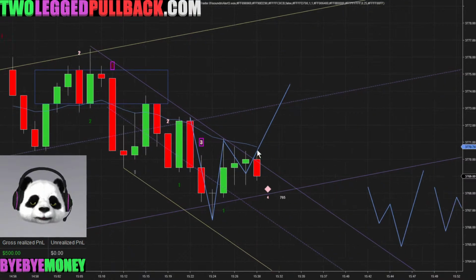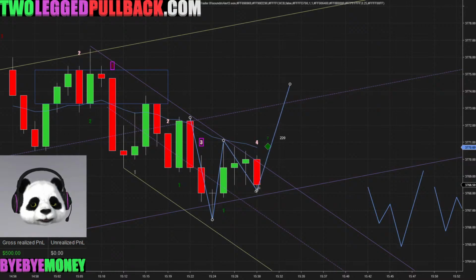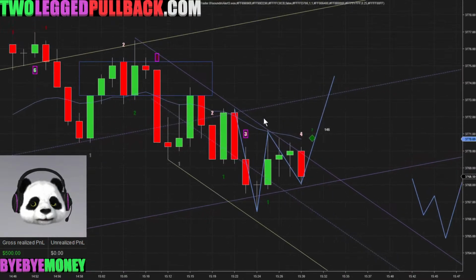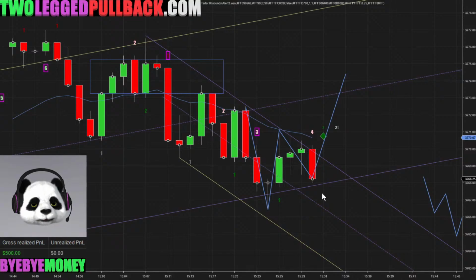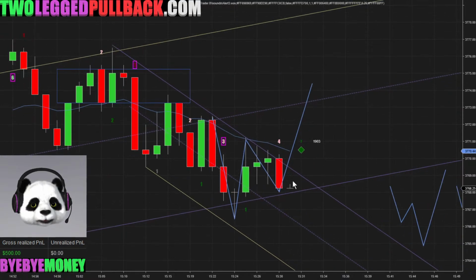Okay, so we might get our two-legged pullback here. Be very excited if we can. The market's saying, nah, we're not going to even let you go back to the previous low here. Or is it? Okay, it gave us a two-legged pullback. Let's see what kind of candle this prints. Ugly looking candle right there. It's an ugly looking candle. Let's see if we can get a better one here.